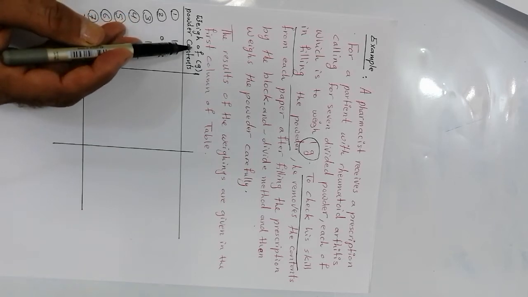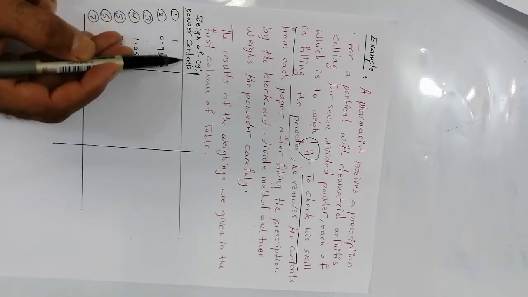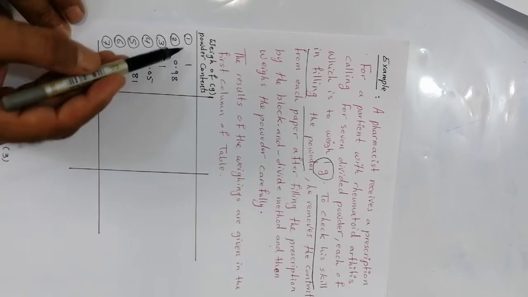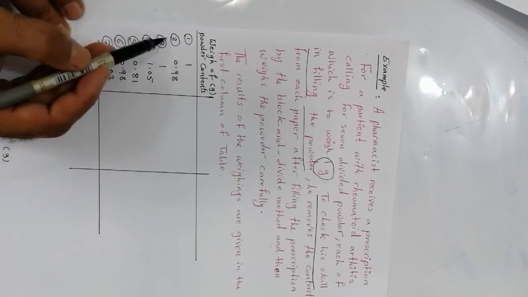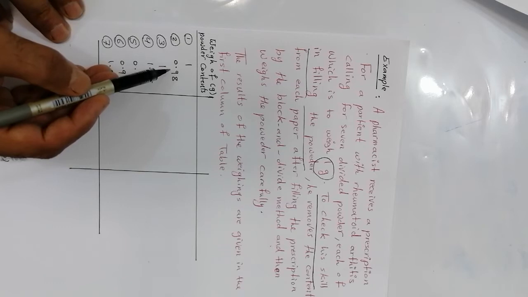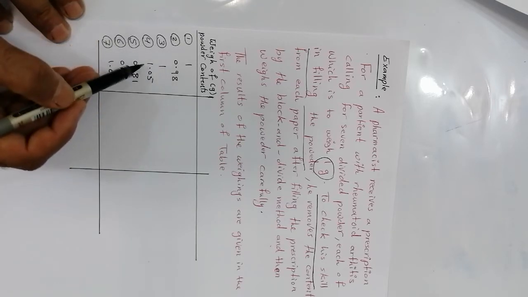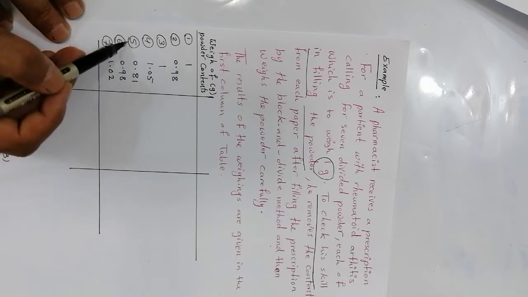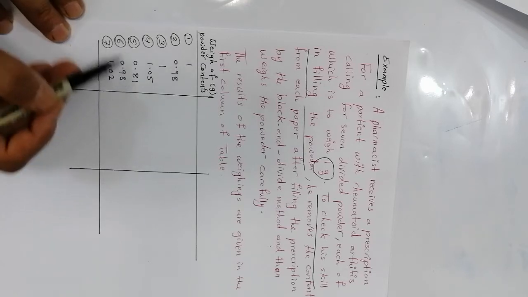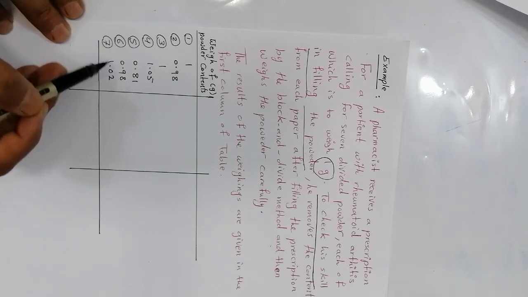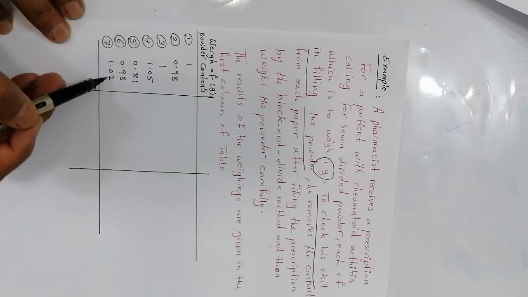The weights of the powders: first 1 gram, second 0.98, third 1 gram, fourth 1.05, fifth 0.81, sixth 0.98, seventh 1.02.